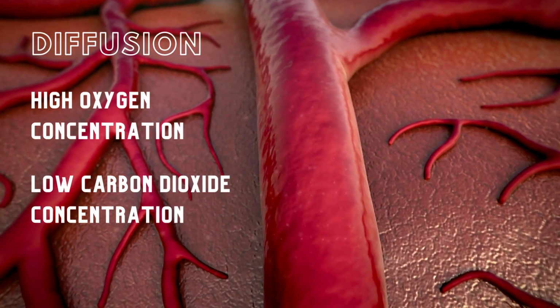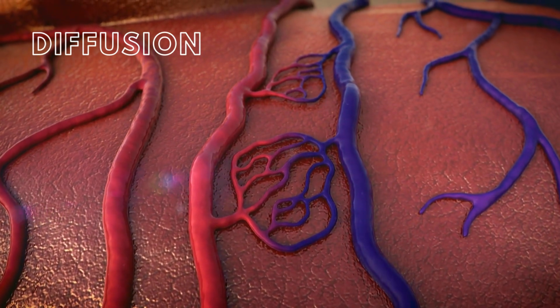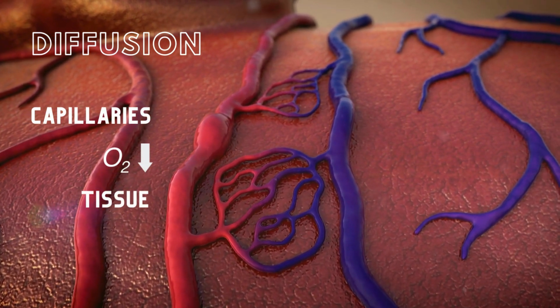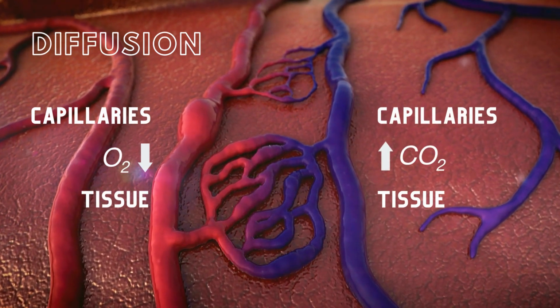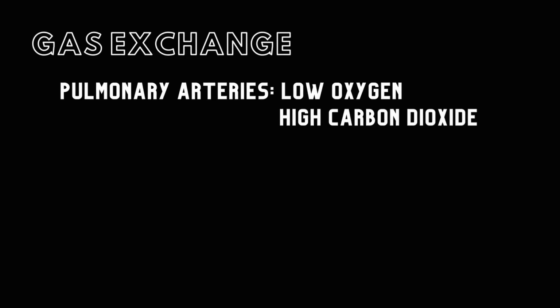Remember, these gases move down their concentration gradients, causing oxygen to diffuse from the capillaries into the peripheral tissues, while carbon dioxide diffuses from the peripheral tissues into the capillaries. This deoxygenated blood now returns from the periphery back to the lungs by way of the pulmonary arteries. Therefore, the blood within the pulmonary arteries is low in oxygen content and high in carbon dioxide content.